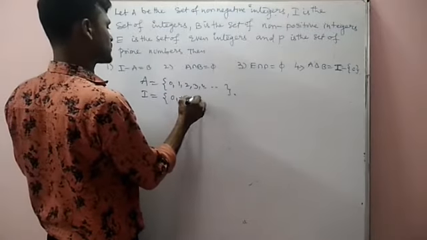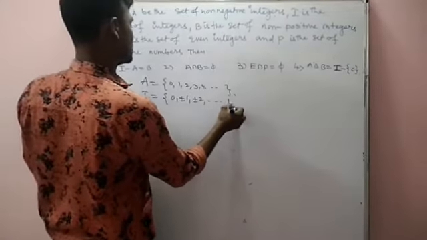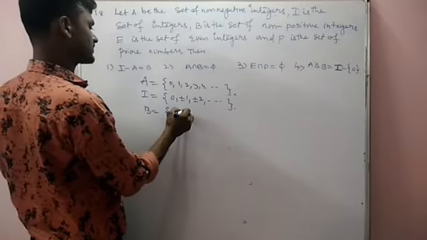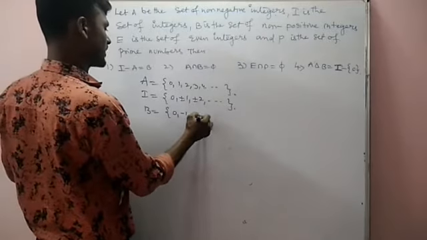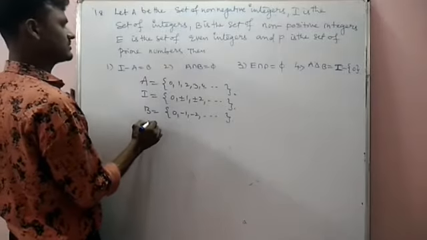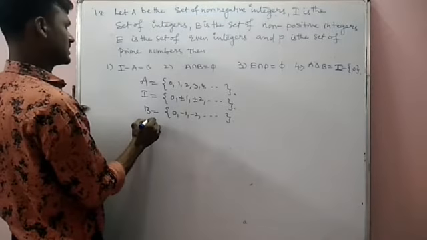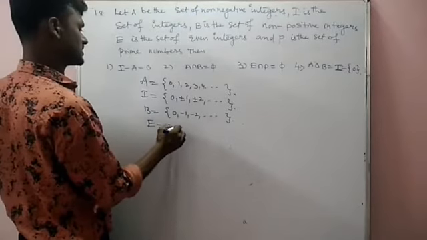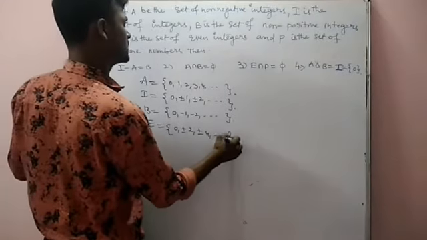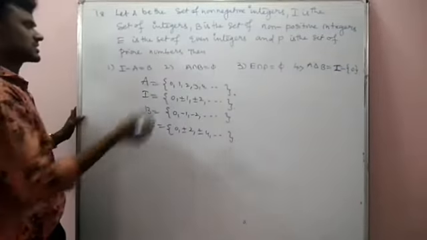Here A is 0, plus or minus 1, plus or minus 2, and so on. Next, B is the set of non-positive integers: 0, minus 1, minus 2, and so on. Then E is the set of even integers: 0, plus or minus 2, plus or minus 4, and so on. Which of the following is correct?